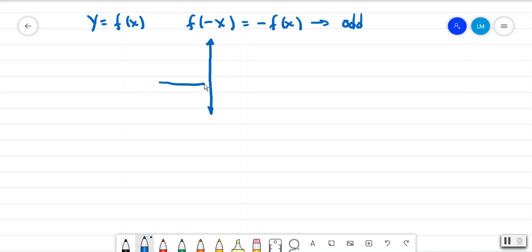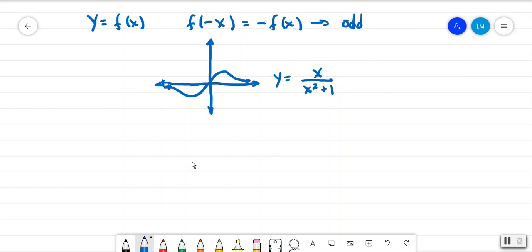So for example, if we were to graph a function that looks something like this, then in this case we would say that this function is odd. And this is the function y equals x divided by x squared plus 1.